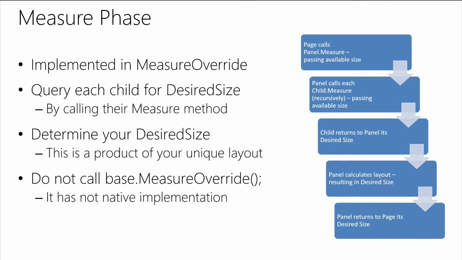All right. So your panel just had its measure called, and so that is basically saying to it, tell me how big you need to be. And a panel has no idea how big it's supposed to be until it asks all of its children and figures it out from there. Yes. So recursively, it will loop through all of its children, asking each of them to measure, which will then call their children.